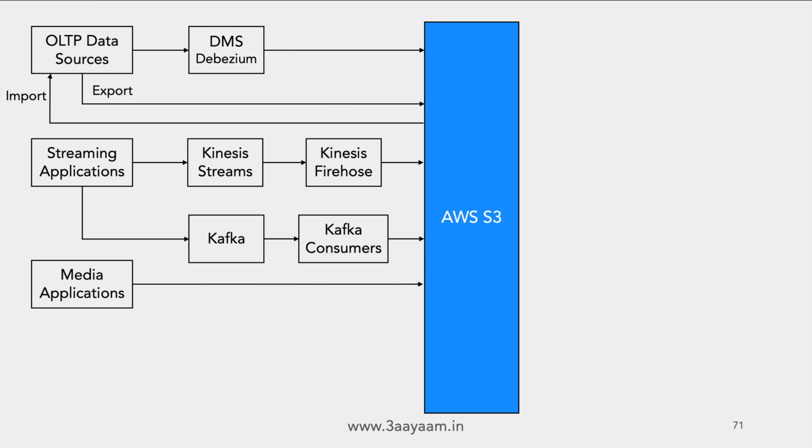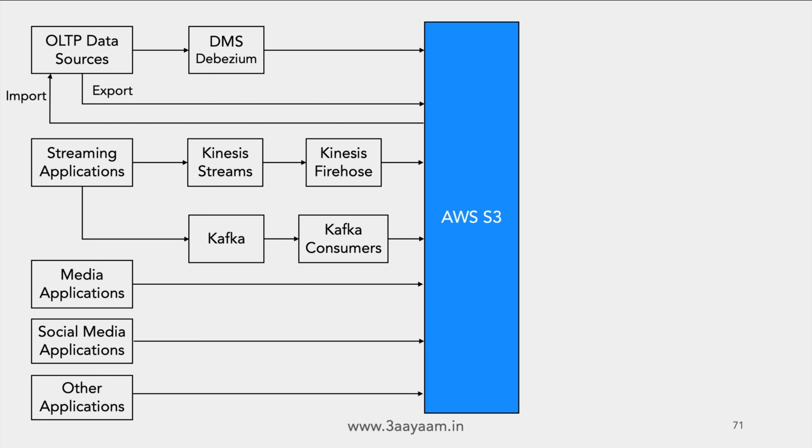Then we have other applications like media applications which will upload data directly to S3 like Netflix, Amazon Prime, etc. We might be having social media applications also like Twitter, Instagram, Tinder, etc. wherein whenever you take a photo and upload, it might be uploaded to S3. And there can be a lot of other applications which might be uploading PDF documents, Excel files, Word documents, etc. So these are the various data generators or sources of data from or to S3.